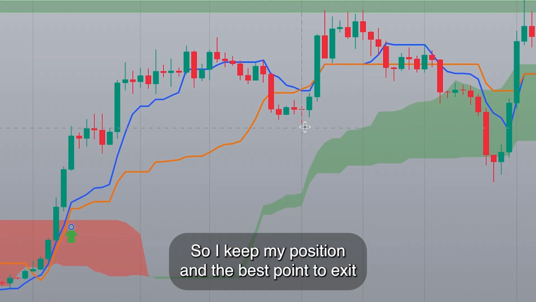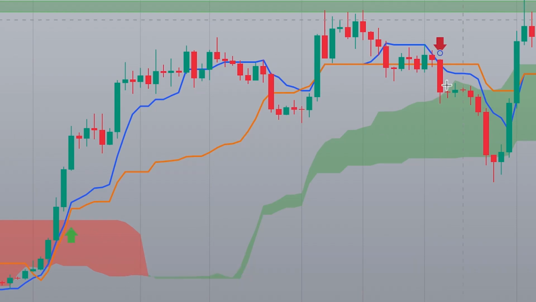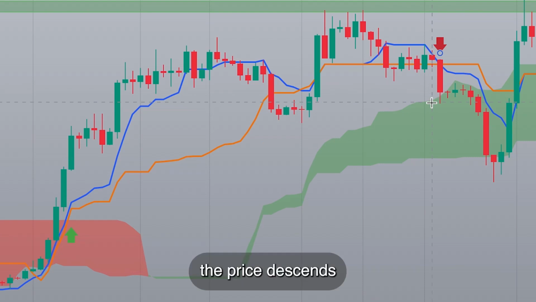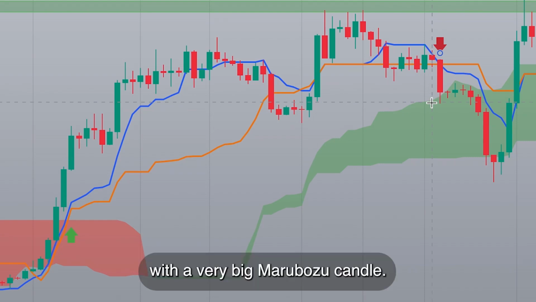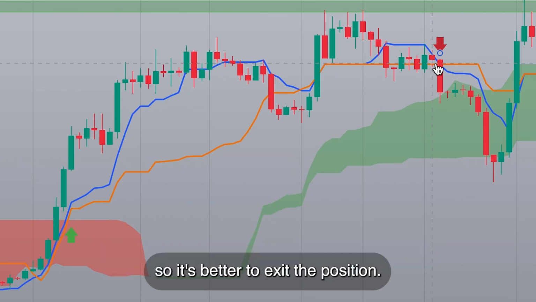So I keep my position, and the best point to exit is exactly this part, because we can see the price descends with a very big Marubozu candle. On the other hand, the conversion line goes below the baseline, so it's better to exit the position.